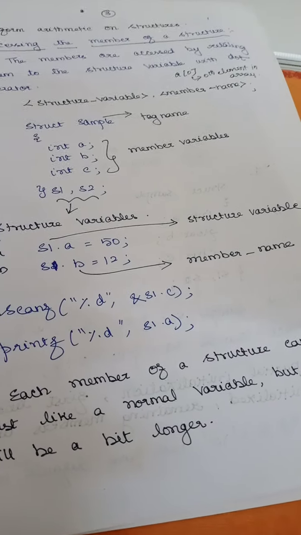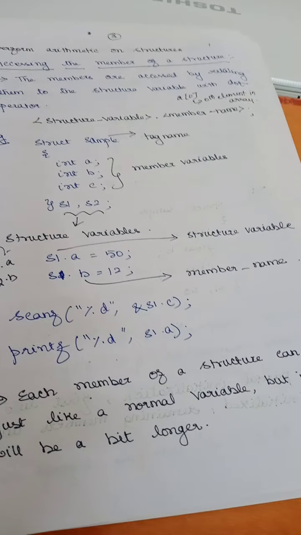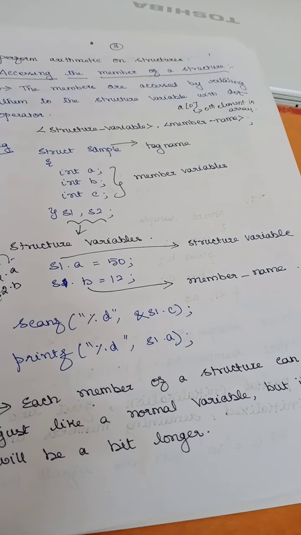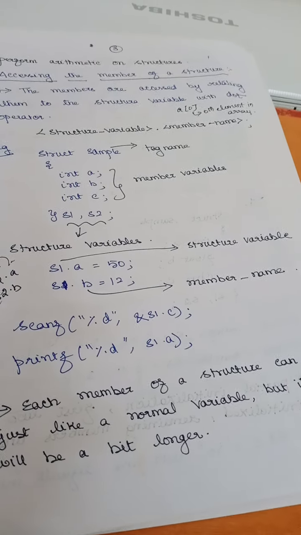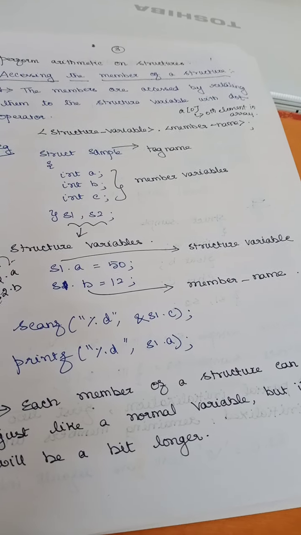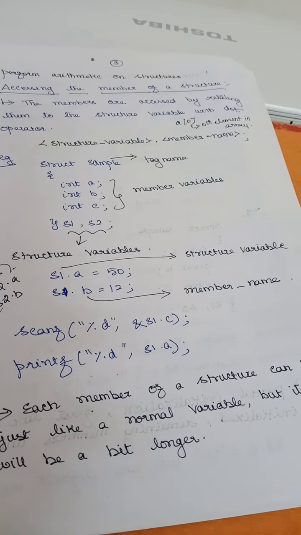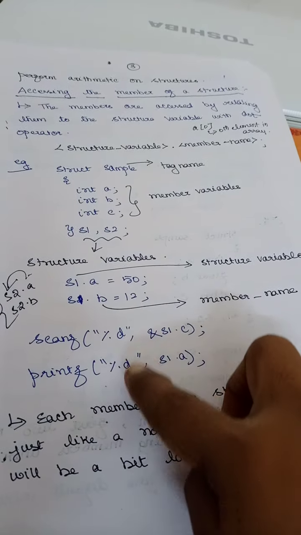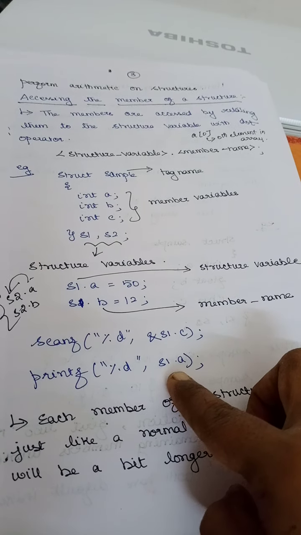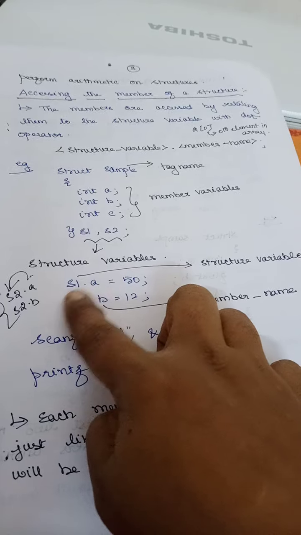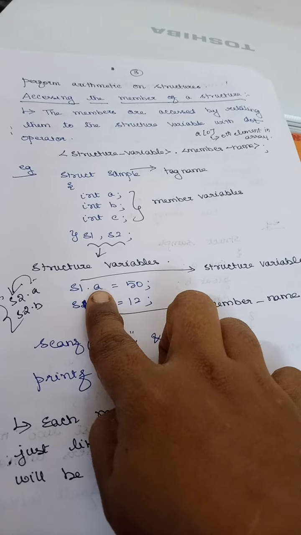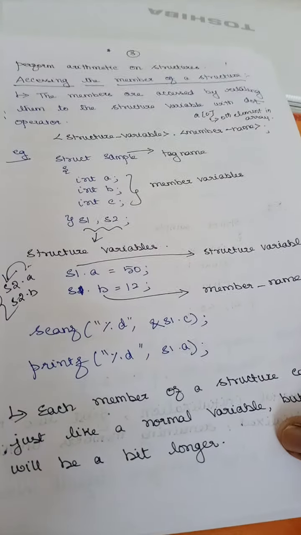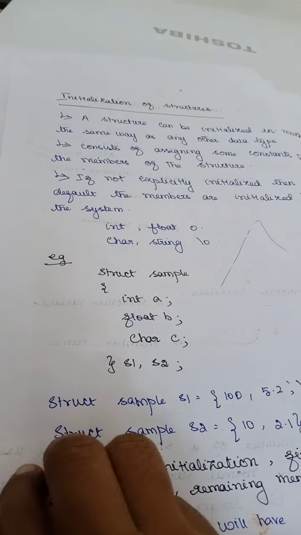So how to access the member? The member of the structure can be accessed by the following syntax. What is the syntax? Structure variable, dot, followed by the member name. So instead of writing a, I am going to write where this a is present. This is present inside my structure variable, so I will write s1.a. Clear? And in printf and scanf I can use it like a normal variable, right? In all places I can use this a, b normally, but I should not be confused about which a I am referring to. For that I am using s1.a, s1.b. Clear? The structure variable dot the member name, right?